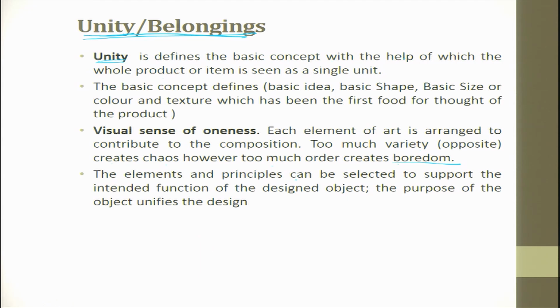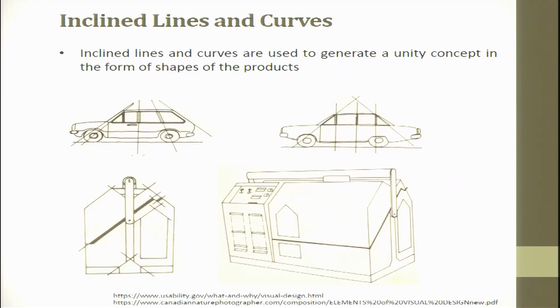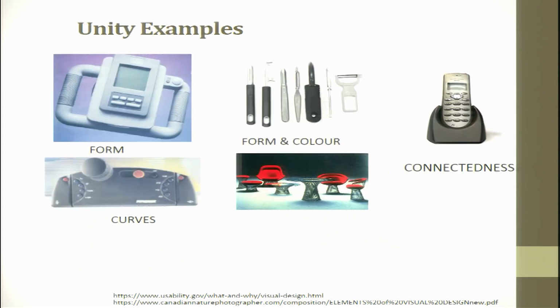The elements and the principles can be selected to support the intended function of the design object. The purpose of the object unifies the design. So, this is very, very important. So, inclined lines and the curved lines. The inclined lines and the curved lines are used to create a unity concept in the form of shape of a product. So, you can see lot of lines inclined going and you try to create a unity concept.